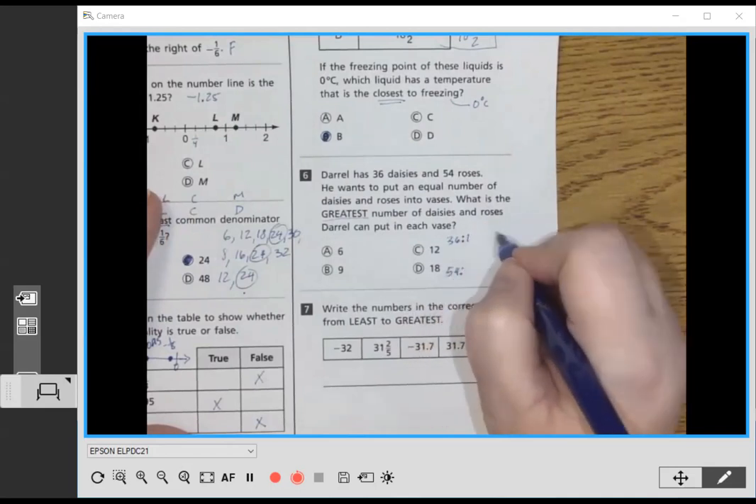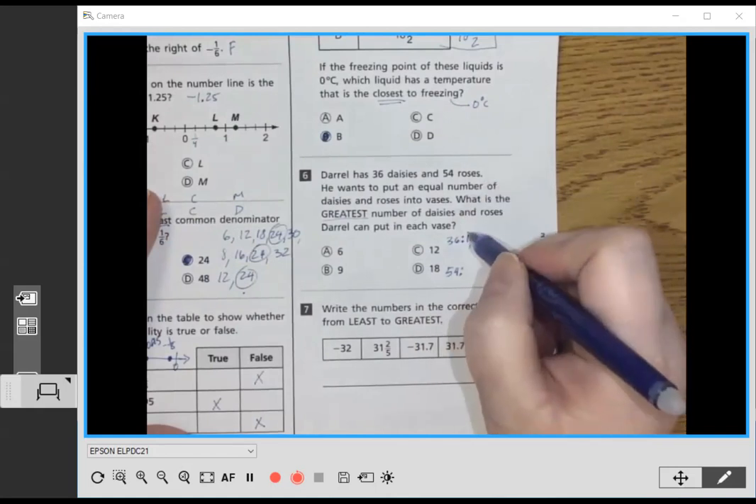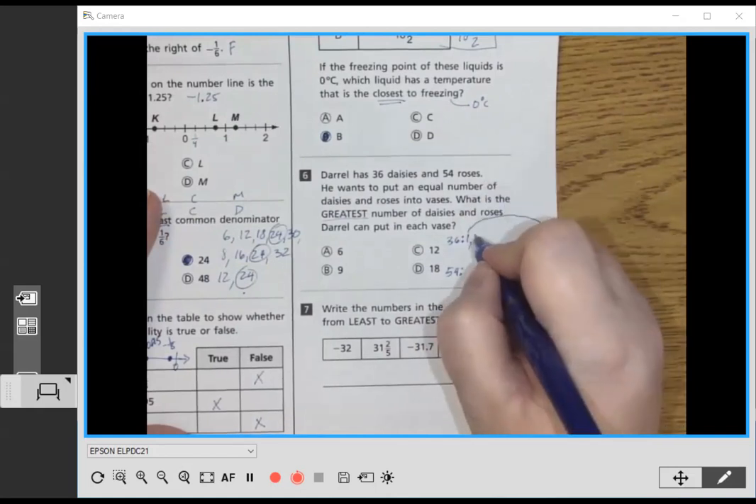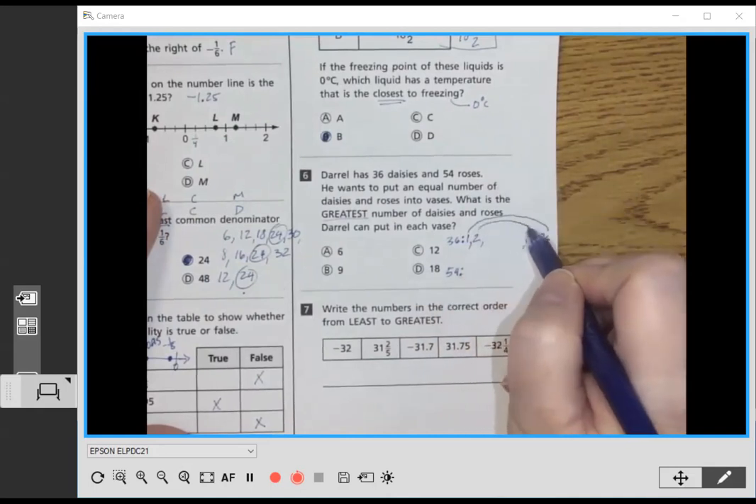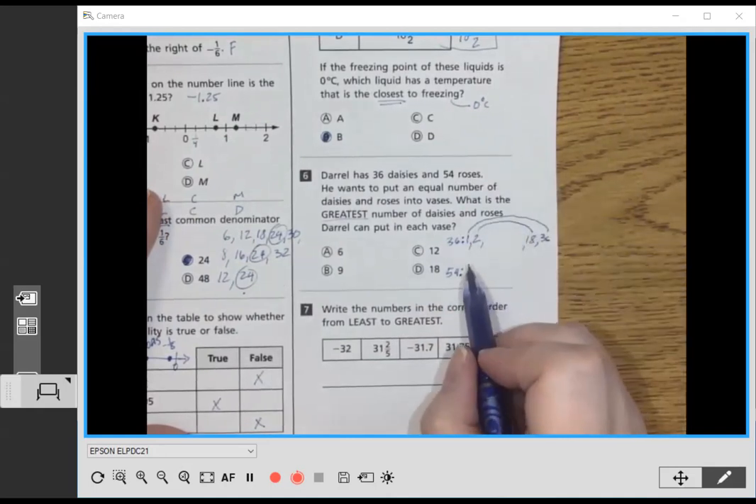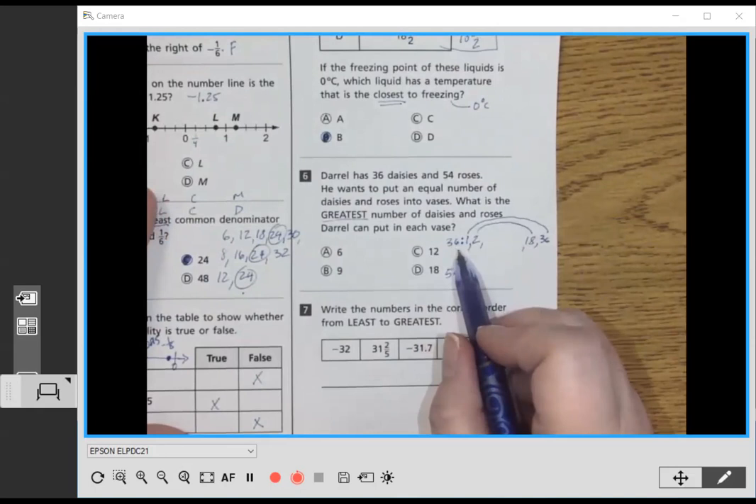Okay, so factors of 36. 1 times 36 will give us 36. 2 times 18 will give us 36. Remember our divisibility rule for 3. A number is divisible by 3 if the sum of its digits is divisible by 3. You probably know this one by heart, but that's okay.